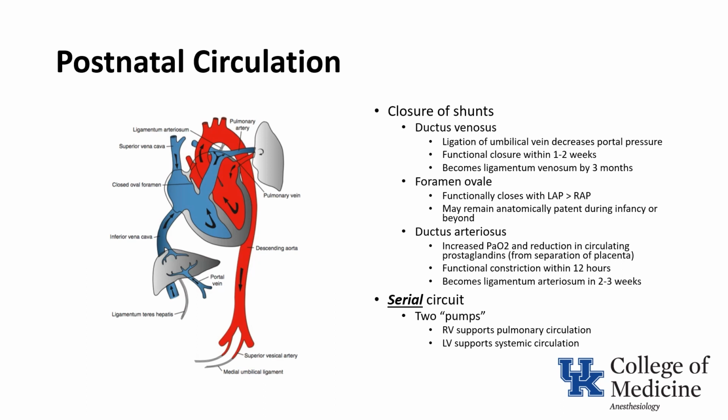And then finally, the ductus arteriosus is closed due to an increase in the arterial PaO2 and a reduction in the circulating prostaglandins following the separation of the placenta. The ductus arteriosus is considered functionally closed within 12 hours, and it becomes the ligamentum arteriosum in 2 to 3 weeks. So with the final postnatal circulation, we now have a parallel circuit that has become a serial circuit, where we effectively have two pump systems. The right ventricle is supporting the pulmonary circulation, and the left ventricle is supporting the systemic circulation.